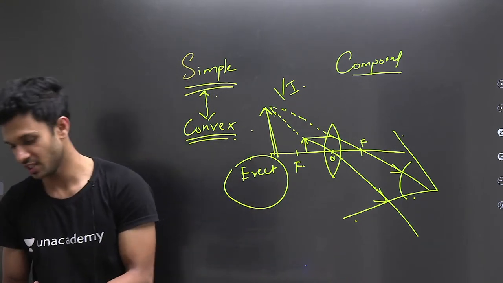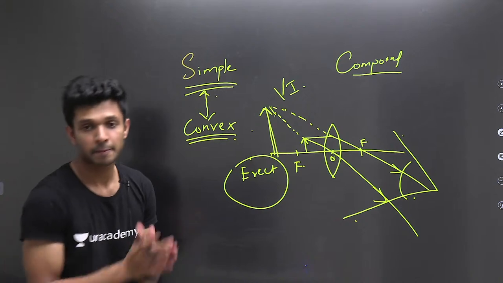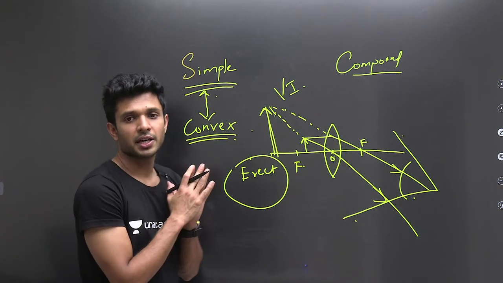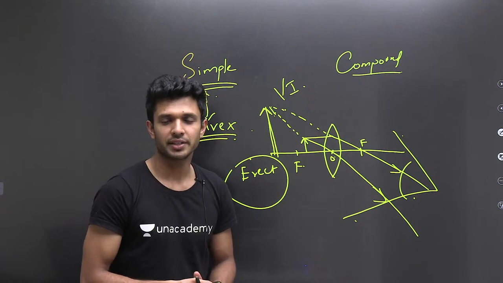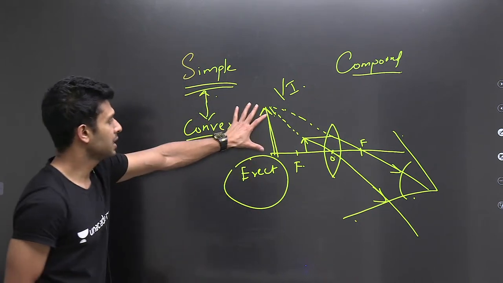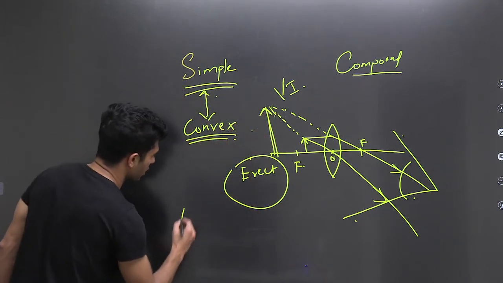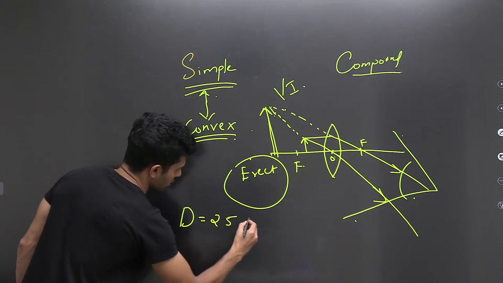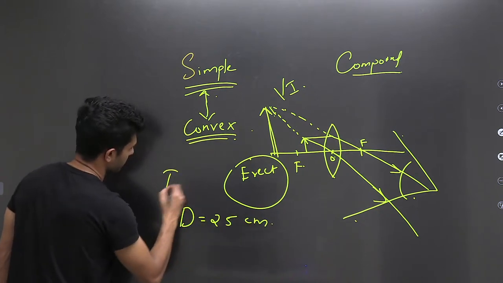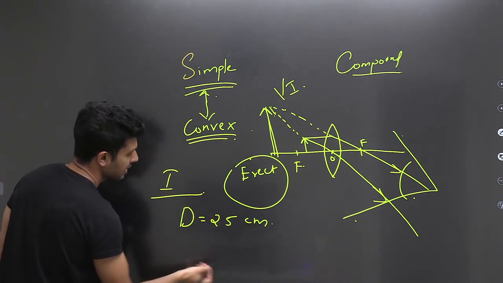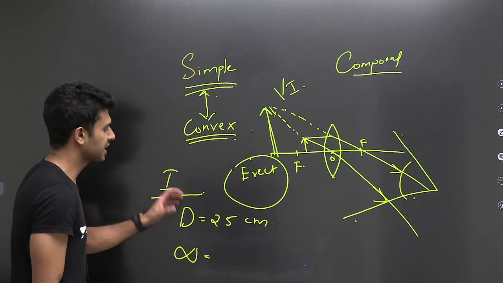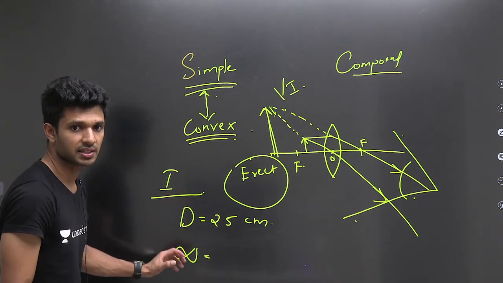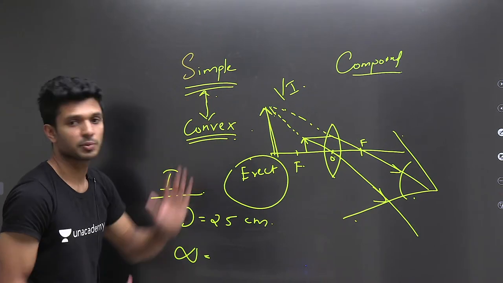Perfect, understood, okay. Now in the case of a simple microscope we will be discussing the two extreme conditions. The two extreme conditions mean image formation at a distance of 25 centimeter, and an image formation at a distance of infinity. These are the two conditions we'll be discussing in the case of a simple microscope.